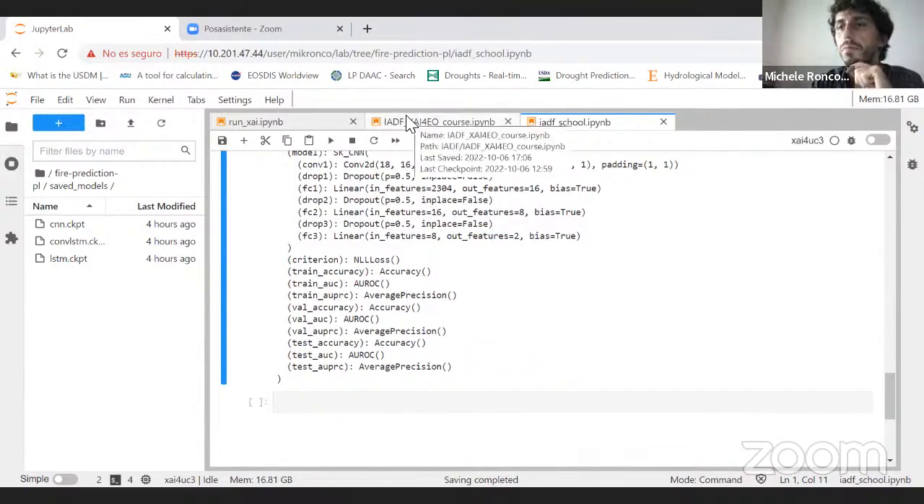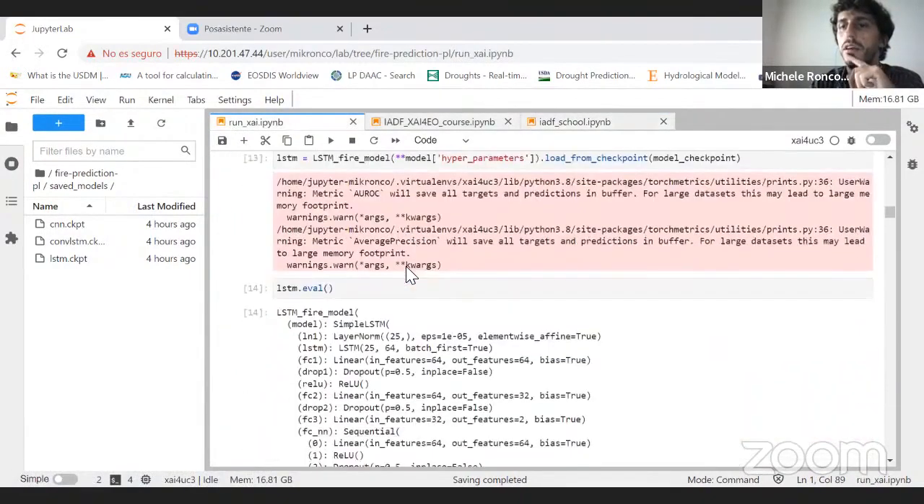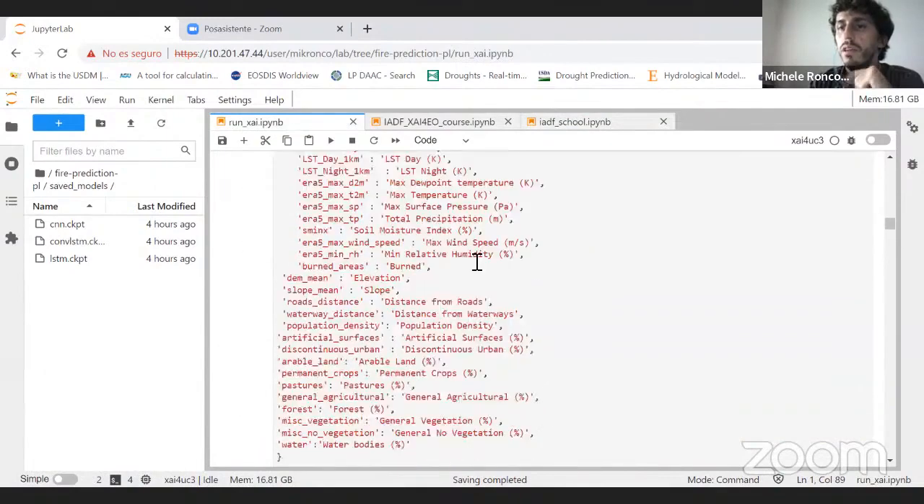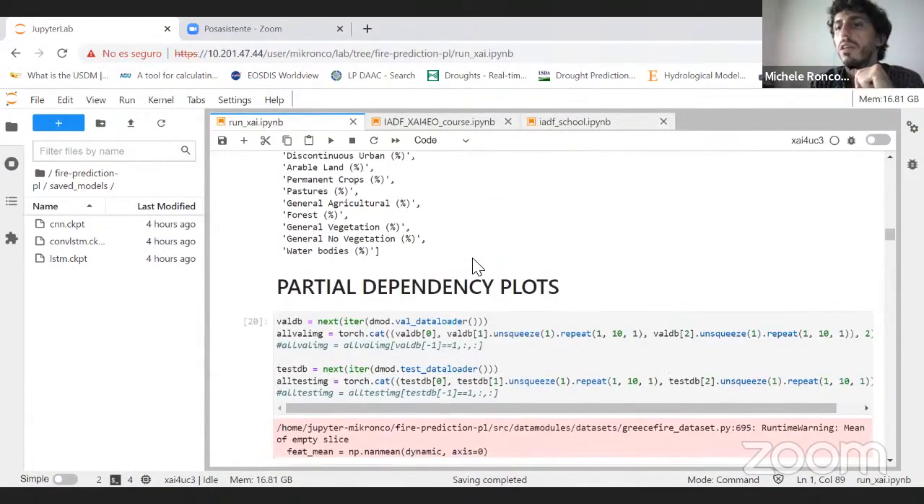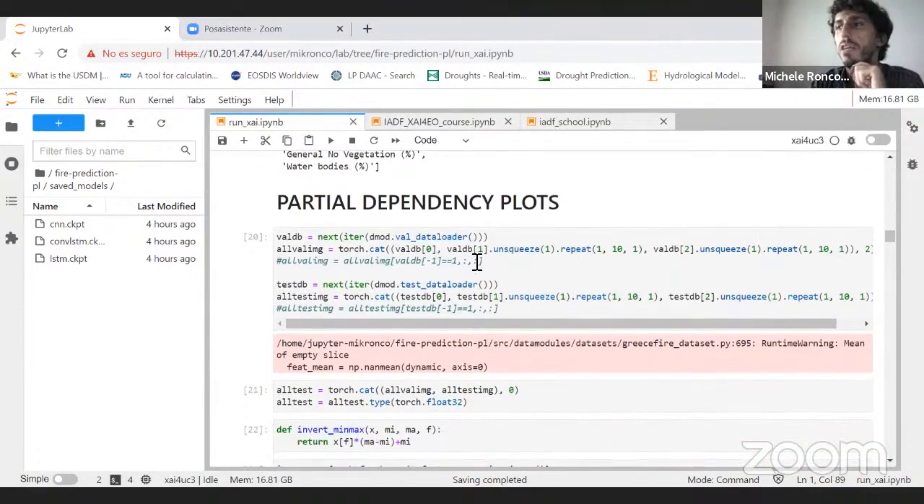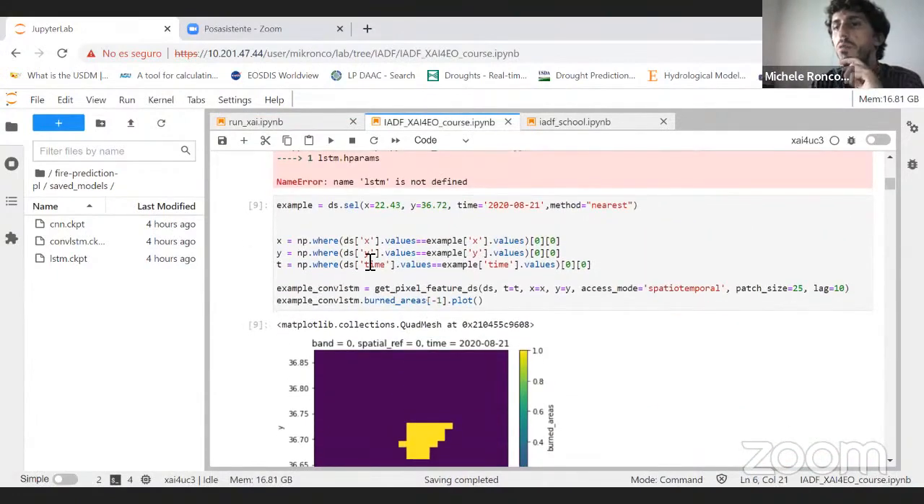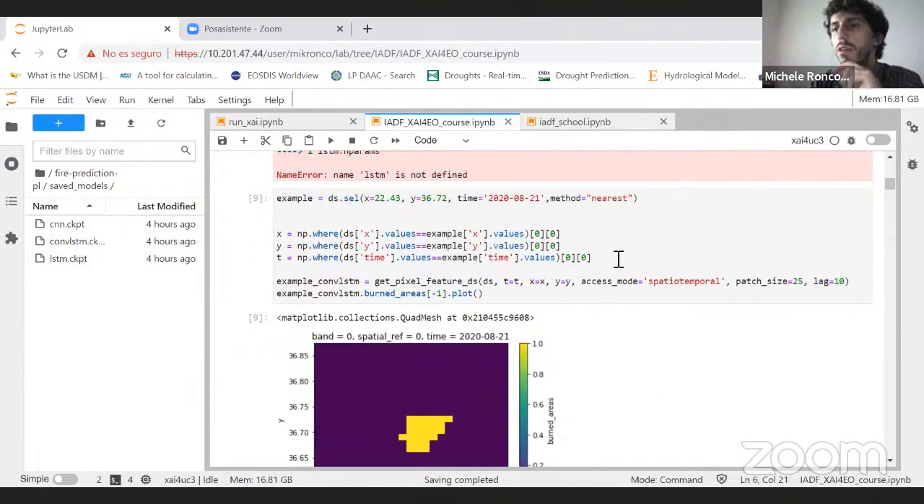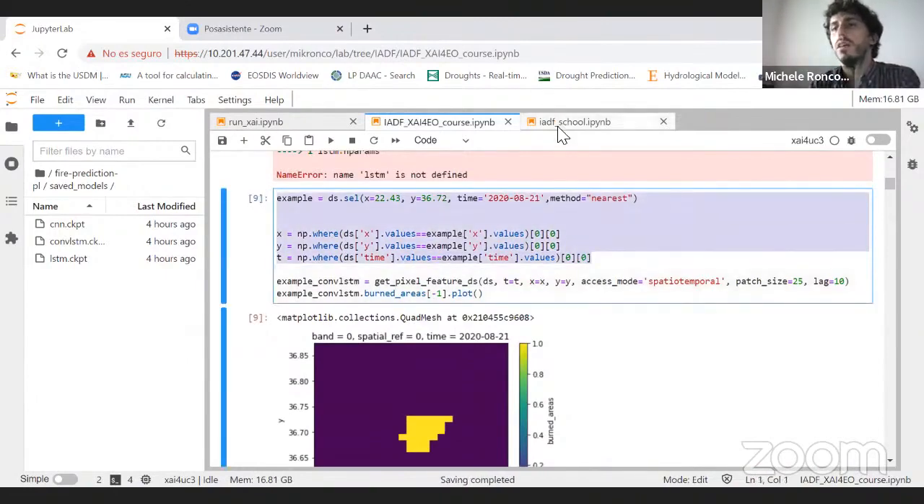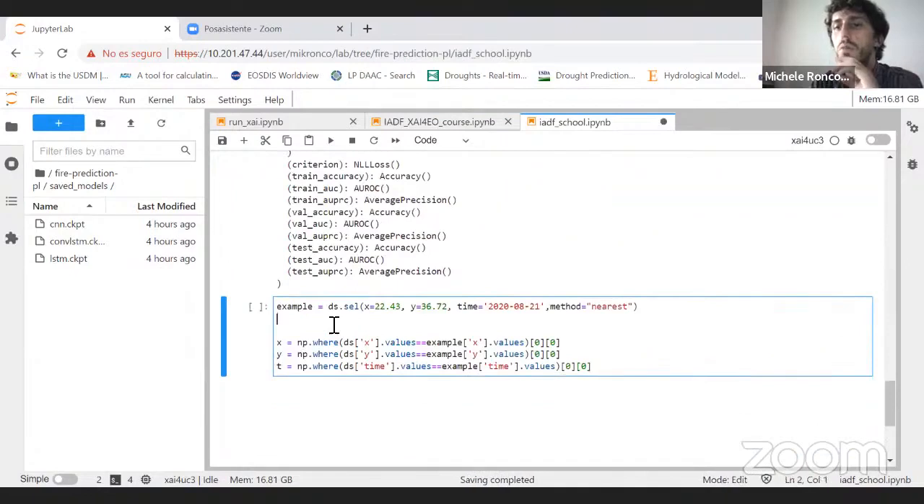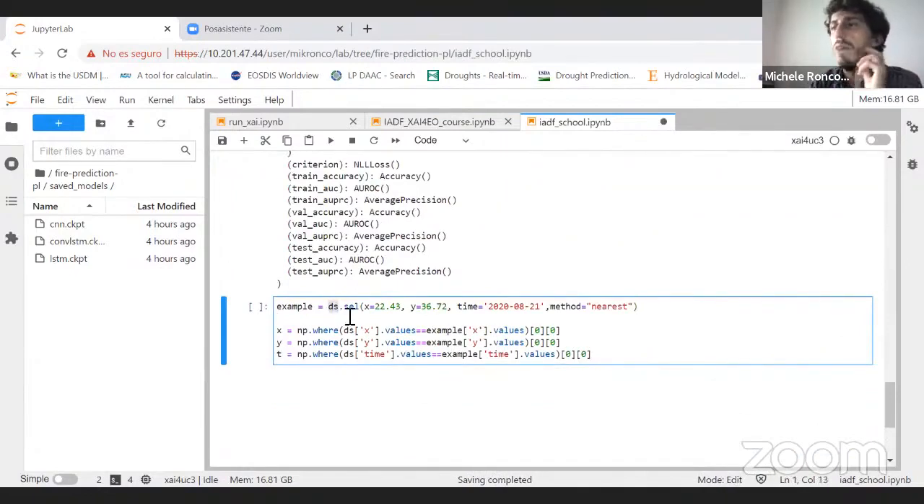And so what we can try to do now is either apply some of the local explanations or some of the global explanations. Let's try first to see what we can do with the local ones. So for instance, here we can select over the queue. Again, this is the database that we have loaded with xarray. And in this way you can select a specific x and y, so a specific patch at a given time.